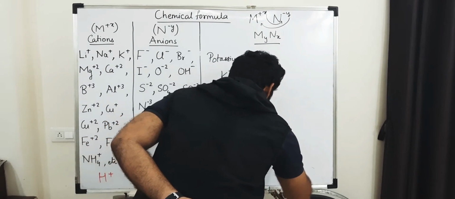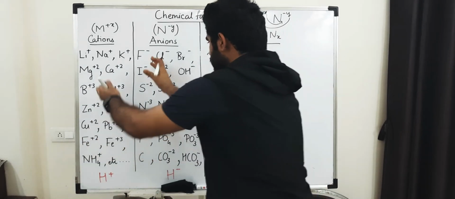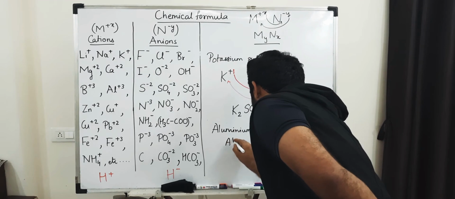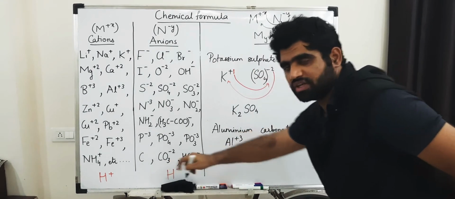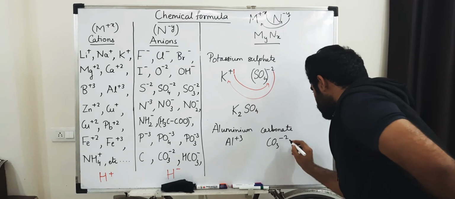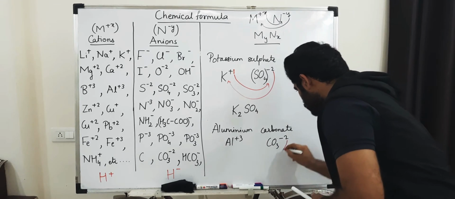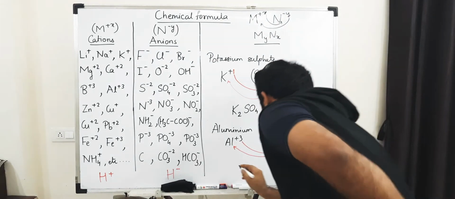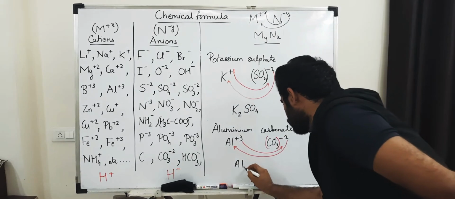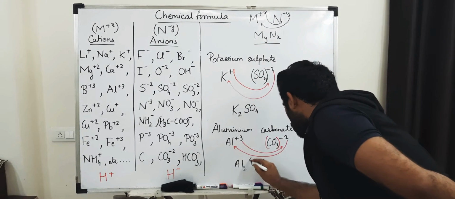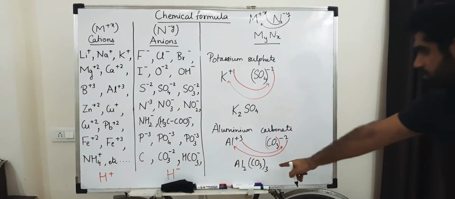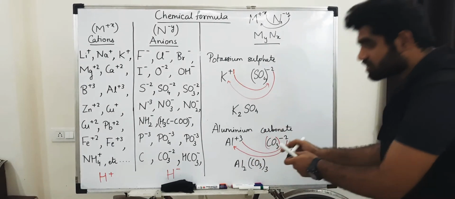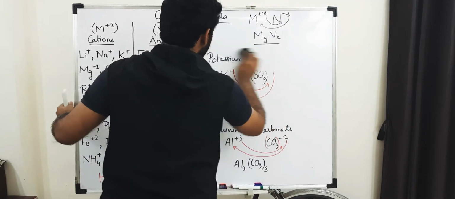Aluminium carbonate. You just need to take the specific ions and cross them. Aluminium, Al plus 3. Carbonate, CO3 raised to minus 2. Now what will happen? This 2 goes here, and 3 goes here on the complete carbonate. Therefore the compound formed is Al twice, CO3 whole thrice. This is aluminium carbonate. It's not AlCO3, it is Al2(CO3)3.